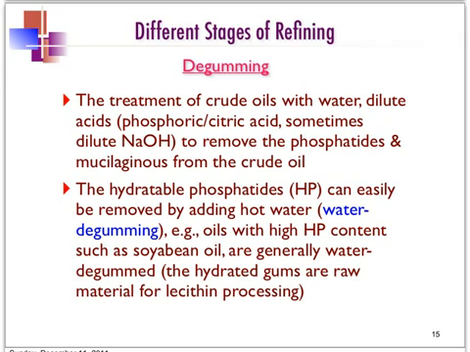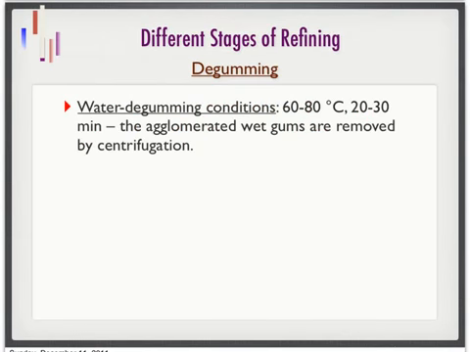For example, soybean oil contains a high amount of hydratable phosphatides. So we can use hot water to remove the gums, and the hydrated gums that we remove from the soybean oil can actually be used as a raw material for lecithin processing. For water degumming, these are the conditions: the temperature between 60 to 80 degrees Celsius, and the time between 20 to 30 minutes. And the wet gums that are formed can be removed by centrifugation.